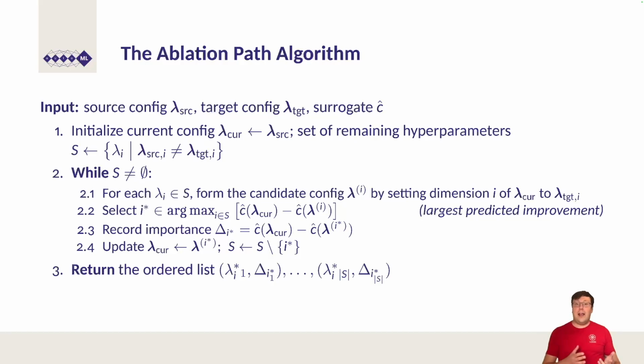Then iterate while S is non-empty. For each hyperparameter i still in S, construct the candidate that sets dimension i of the current configuration to its target value. Select i star maximizing the predicted improvement, so lowering the cost: the surrogate at the current configuration minus the surrogate at the candidate. Record that difference as delta i star, commit the switch, and remove i star from S. On termination, you return the ordered sequence of hyperparameters with their attributed gains.